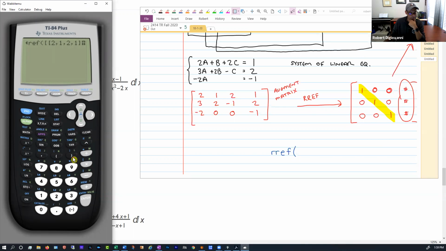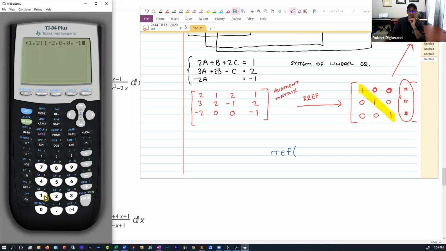Now I need to tell the computer I'm giving it a second row. So I do an open bracket again, and now I do the numbers across the second row. 3, comma, 2, comma, -1, make sure you use the negative key, not the minus key, -1, comma, 2. I need to tell the computer to close that row off, 3, 2, and start a new row. And this will be my last row, which is -2, comma, 0, comma, 0, comma, -1.